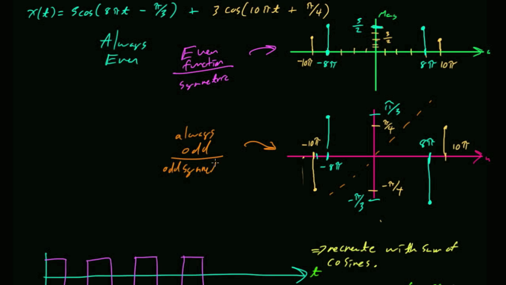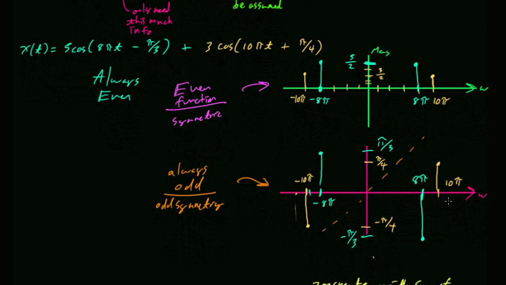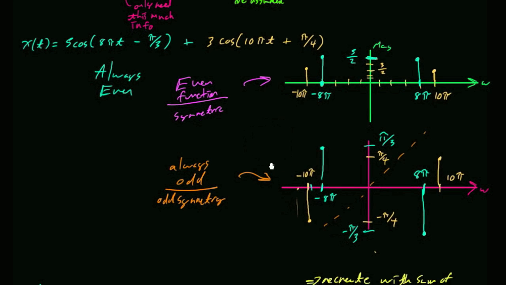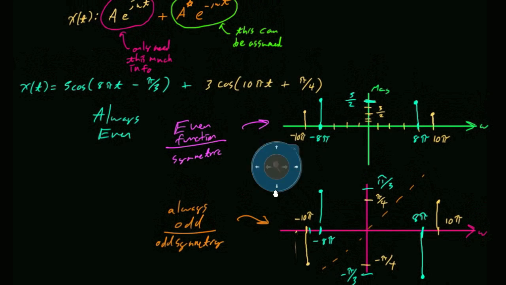Is that an accident? No, for the same reasons. The only difference between omega and negative omega from the phase perspective, because A and A conjugate are conjugates, is that the phases are going to be opposite by definition, because they're complex conjugates. So if I know that my phase corresponding to 10 pi is pi over 4, then by definition, at negative 10 pi, I have to have minus pi over 4. It has to be that way. Okay, so there's your parting thought. The magnitude plot always shows even symmetry. The phase plot always shows odd symmetry.